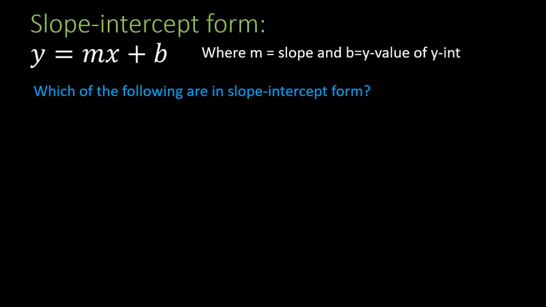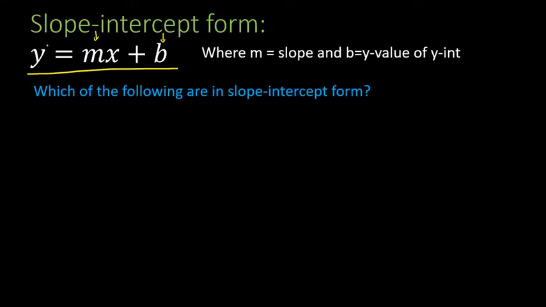So we're ready to begin practicing slope-intercept form. For an equation to be in slope-intercept form, it would take a form like this, where you have y equal to mx plus b, where m is telling us the slope of the line and b is that y value of the y-intercept that we reviewed in the last video.